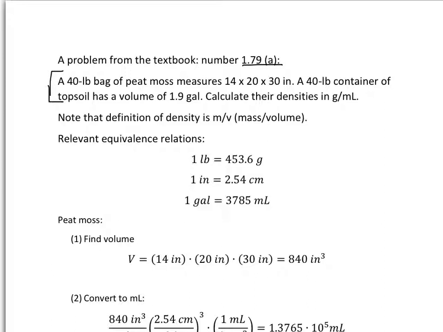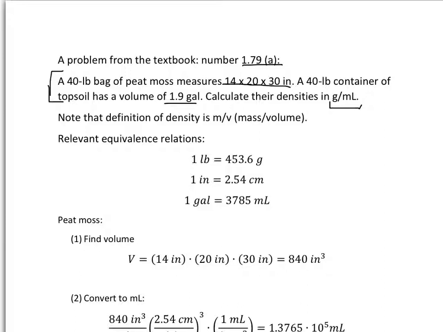A 40-pound bag of peat moss has these dimensions in inches, and a 40-pound container of topsoil, a different substance, has a volume of 1.9 gallons. I'm supposed to use this information to calculate both of their densities in grams per milliliter. Grams per milliliter is not an SI unit, but it's a standard unit that we use in chemistry to express a lot of densities. Incidentally, in those units, water has a density of 1 gram per milliliter, so as we get the answers, we can compare to the density of water.